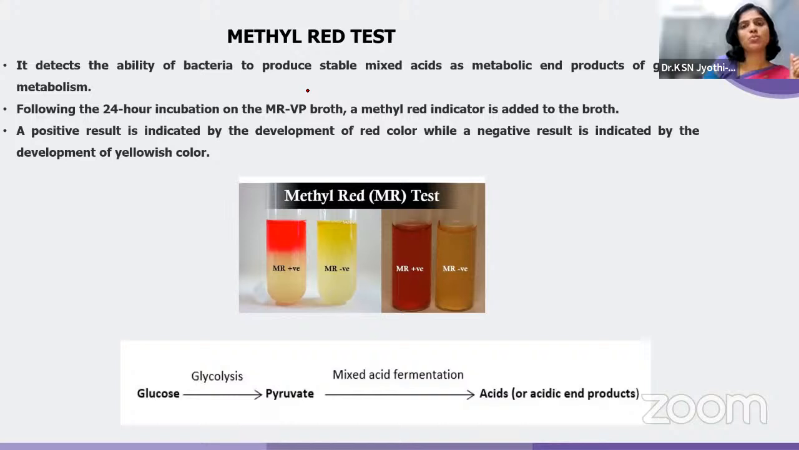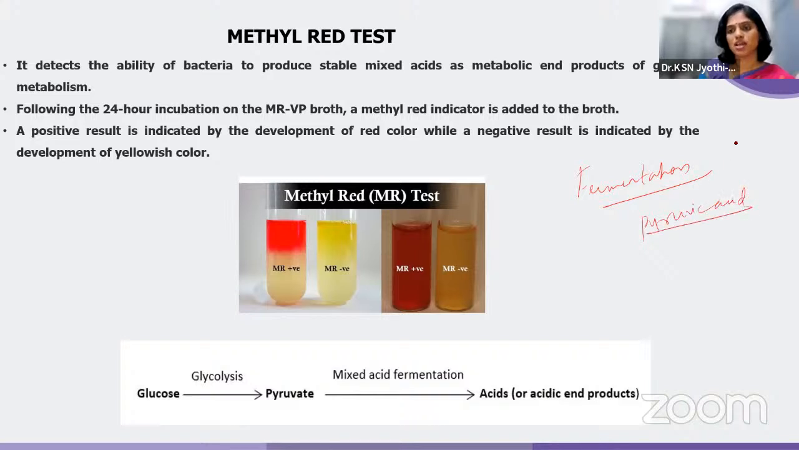Now, this is a test where you will be able to test the bacteria that have an ability to produce mixed acids as metabolic end products of glucose metabolism. Now, understand that bacteria will undergo a fermentation pathway as a part of their glucose metabolism, and they convert pyruvic acid. Now, we all know that the pyruvic acid is produced as an end product of glycolysis. After glycolysis, the pyruvic acid produced will have different fates. Either it can undergo aerobic respiration or it can undergo anaerobic respiration in the form of fermentation.